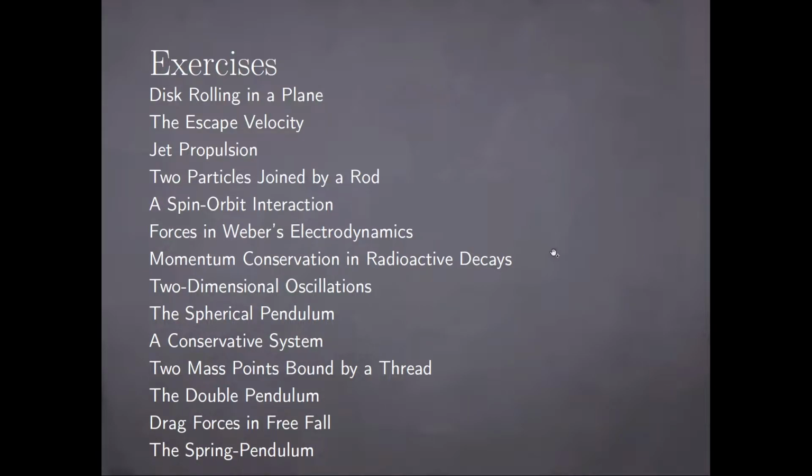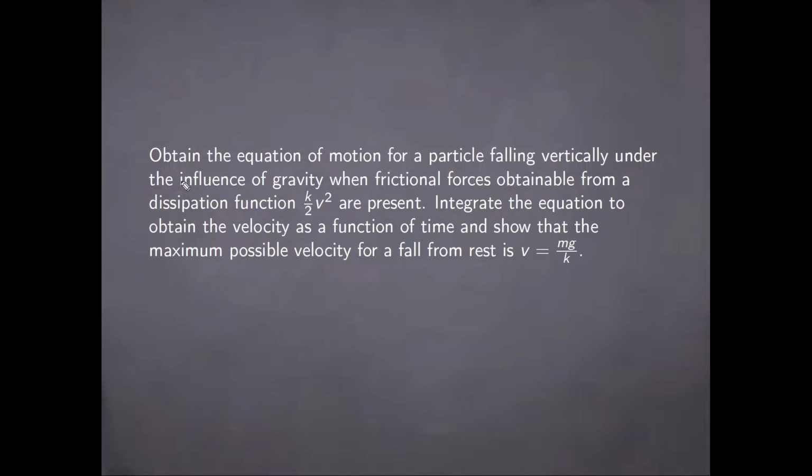Today we are going to continue discussing exercises, and we will begin with a problem involving drag forces and free fall. The statement is as follows. Obtain the equation of motion for a particle falling vertically under the influence of gravity when frictional forces obtainable from a dissipation function k over 2 times v squared are present. Integrate the equation to obtain the velocity as a function of time and show that the maximum possible velocity for a fall from rest is v equal m times g over k.